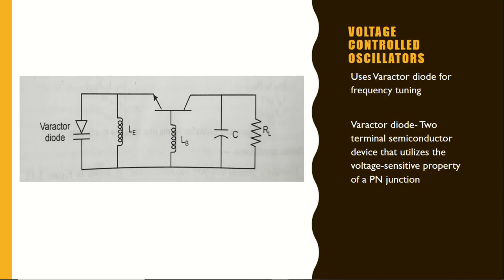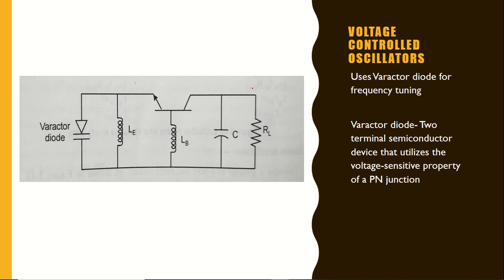Now, coming to the concept of voltage controlled oscillators. So we saw how to generate oscillations. We are going to use the negative resistance property and we are going to generate the oscillations. Now what is going to control my oscillations is the next question. That is why we study about voltage controlled oscillators.